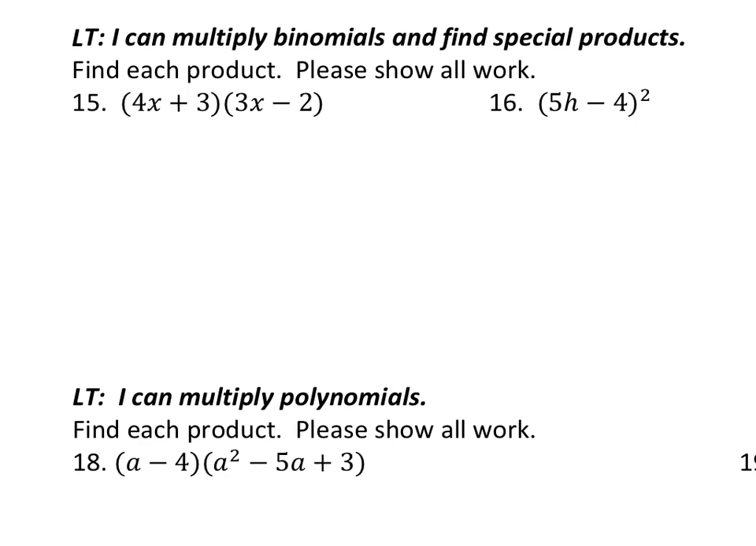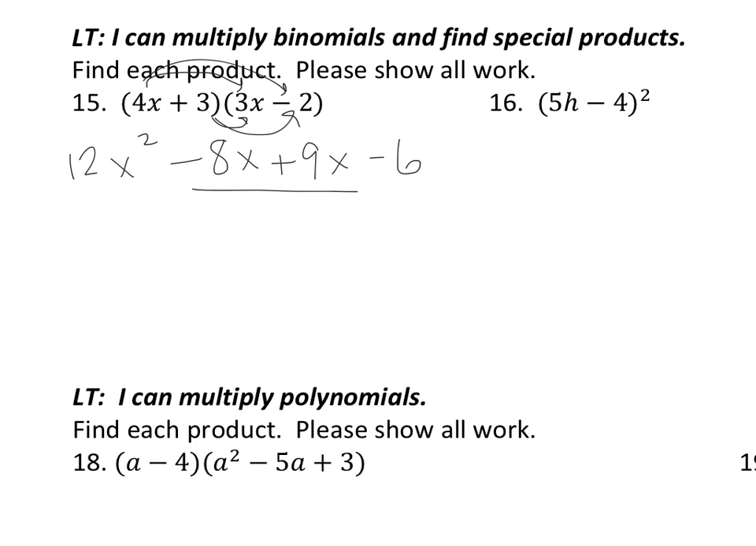All right, number 15 is under the learning target: I can multiply binomials and find special products. And I'm going to show all my work. So for number 15, I'm going to use the FOIL method. So 4x times 3x is 12x squared. 4x times negative 2 is negative 8x. 3 now times 3x is positive 9x. And 3 times negative 2 is negative 6. Oops, there we go, negative 6. Now I'm going to combine my like terms.